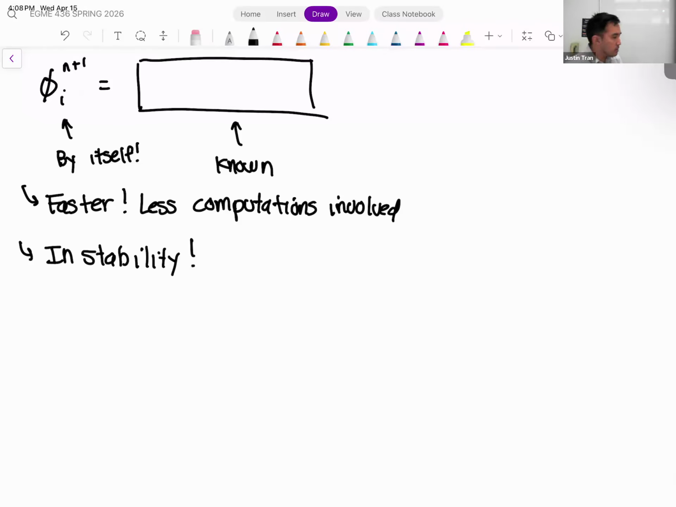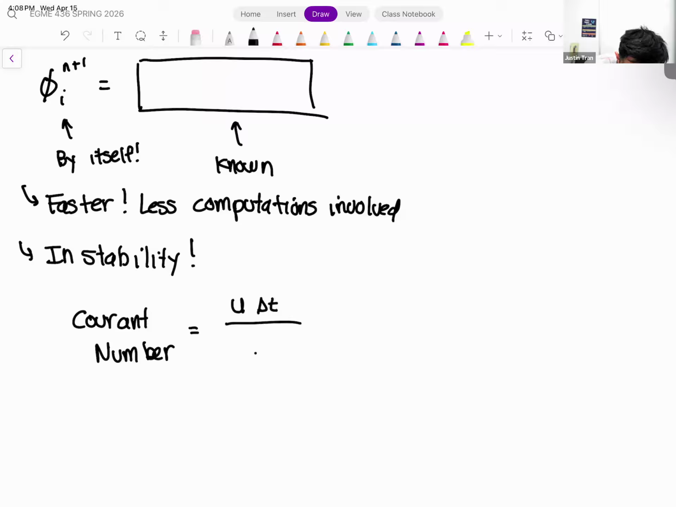Okay. So for instability, something that we talked about at the very end of lecture on Monday was this concept of the Courant number. The Courant number is something that's output directly by OpenFOAM in a lot of different cases. Okay. The Courant number has a very simple expression. The Courant number is just the product of the flow velocity multiplied by the time step size divided by the grid spacing.